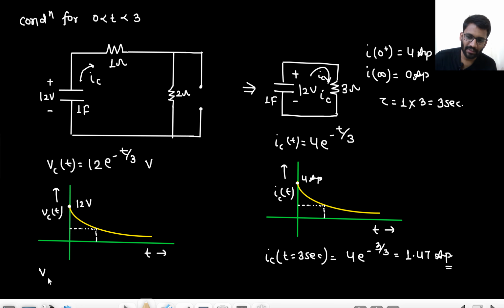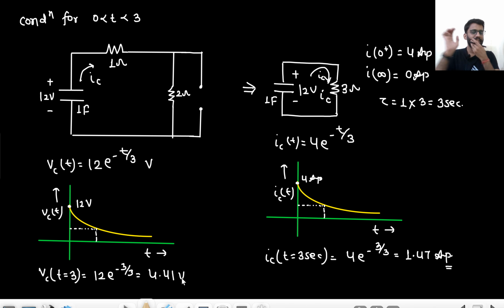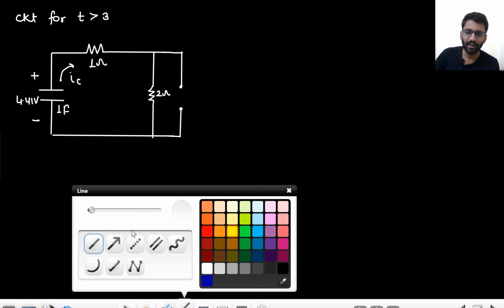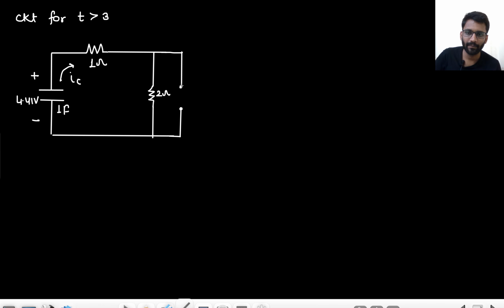So what will be the VC value at t equals 3 seconds? 12 into e to the power minus 3 by 3, that would be 4.41 volt. So the capacitor voltage was trying to go from 12 to 0. It would have gone from 12 to 0 if this was the circuit forever. But there is a slight change in the circuit now. Now at t equals 3 seconds, this is charged to 4.41 volt, right? And this is short circuited.